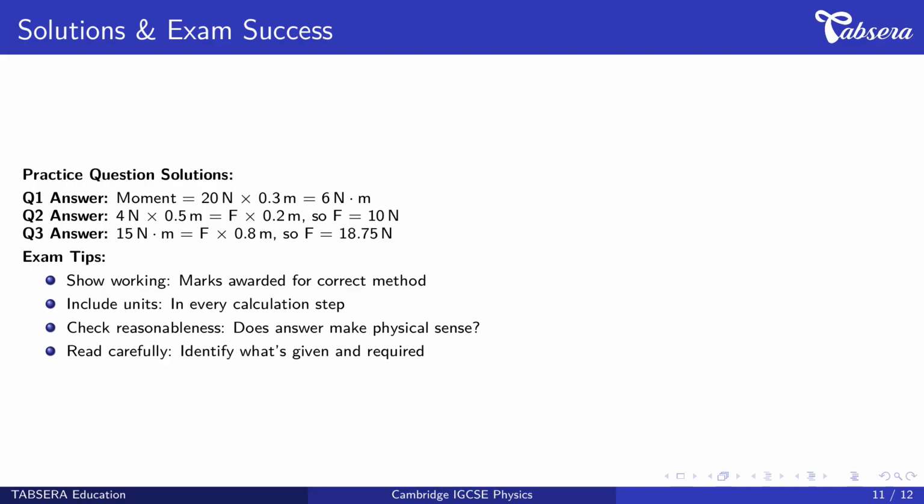For question 3, we rearrange the moment equation. 15 Newton meters equals F times 0.8 meters. So F equals 15 divided by 0.8 equals 18.75 newtons.